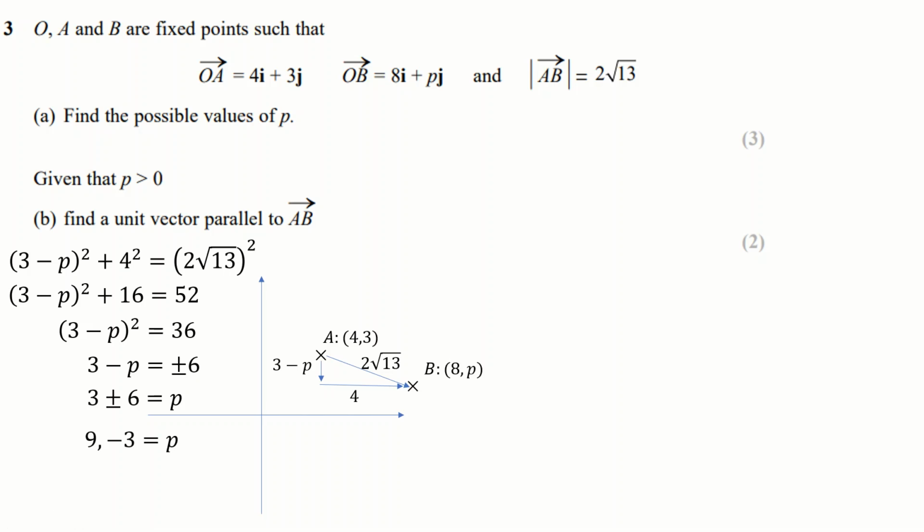You get the answers 9 and negative 3, whichever one you do. Now here it says that p is greater than 0, which means p equals 9 is the thing that they actually want us to work with. Find the unit vector parallel to AB.